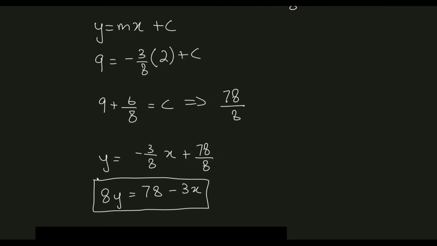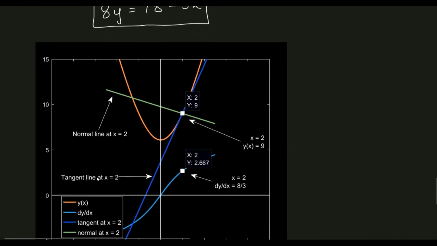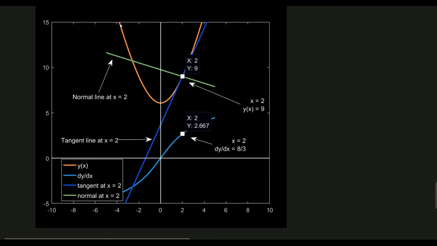I have also plotted graphs for better understanding, so let's have a look. The line in orange, the curve, is our equation of the curve. Okay, and this light blue colored line is the graph of the derivative. So at x equals 2, we have dy/dx 8/3, which is 2.667, and the line in blue is the tangent line at x equals 2, and the perpendicular line, which is in green, is the normal line. So here's the visual representation.